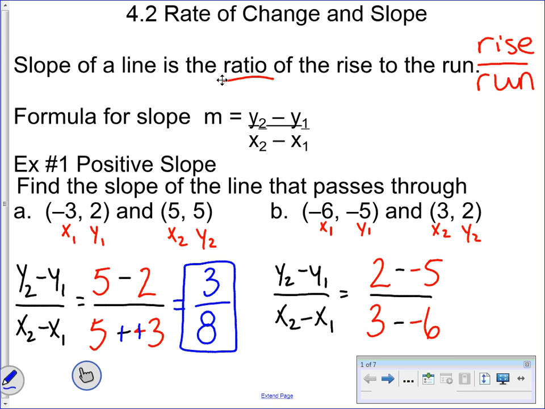You notice we've got a lot of negatives this time. That will turn into positives. 2 plus 5 makes 7, and 3 plus 6 makes 9. And that's our slope. Notice these two were all positive. Next, we're going to look at some slopes that are negative.